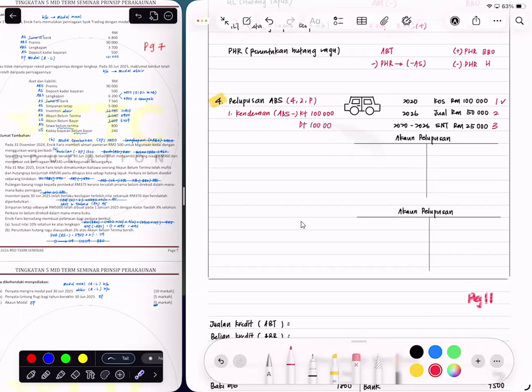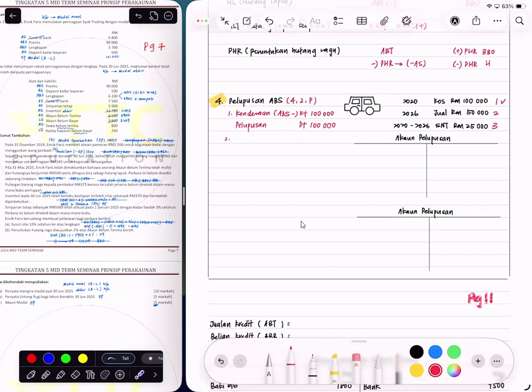In account what? Now I'm in the first step, second account. And the second account, always fill in the blank using pelupusan. Yes, that's the function of the pelupusan step.